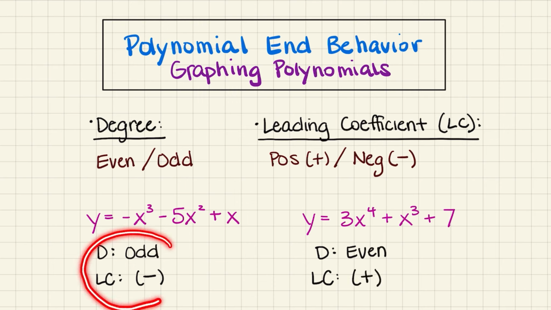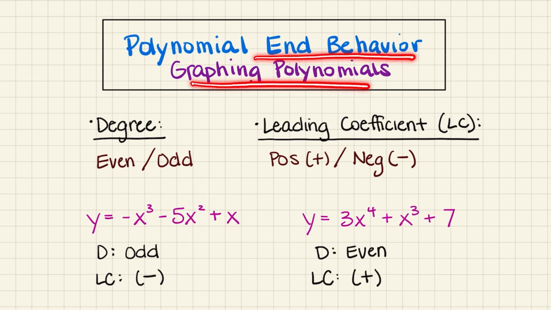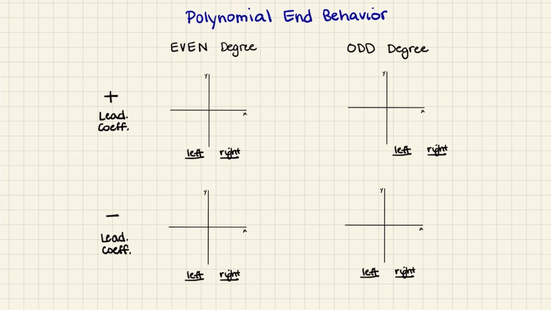So these are the things that we will need to identify about our polynomial functions in order to be able to determine their end behavior on their graphs. And to understand their end behavior, there is a useful chart that we will look at. This is the chart that will help us understand end behavior.